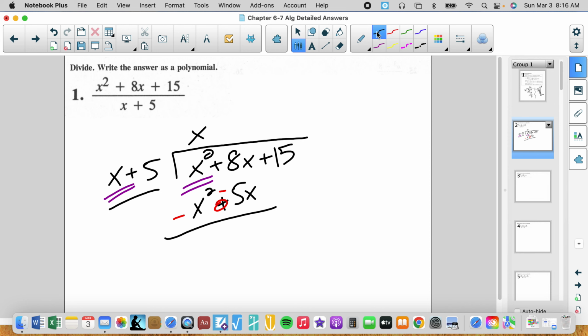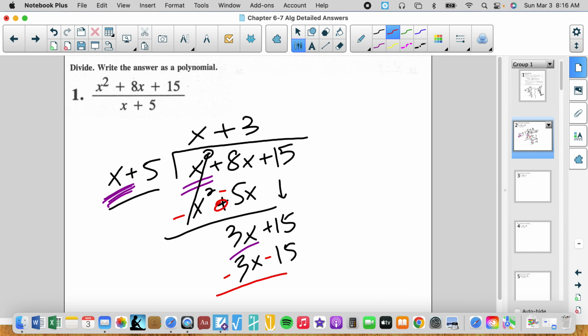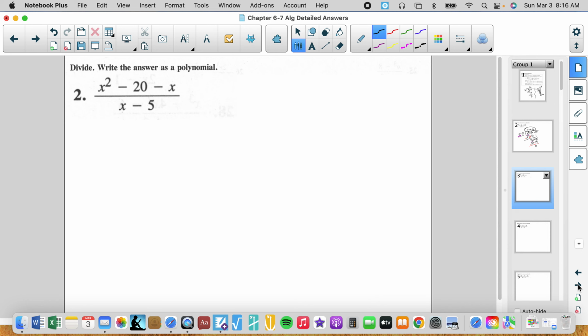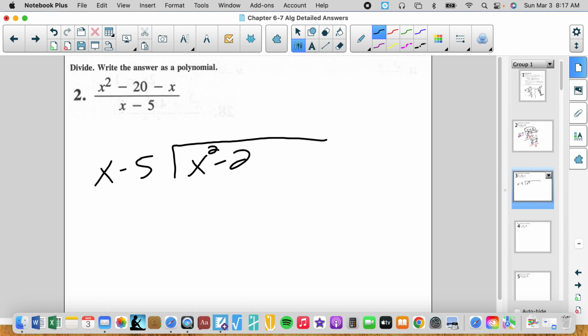And now I'm going to take that x squared. They cancel. 8x minus 5x is 3x, and then we bring down the 15. So again, we look and we see x goes into 3x 3 times. 3 times x is 3x. 3 times 5 is 15, and we're going to change the signs. These cancel, you're left with 0. So my answer is x plus 3. It's a very interesting technique, and it definitely takes some practice.